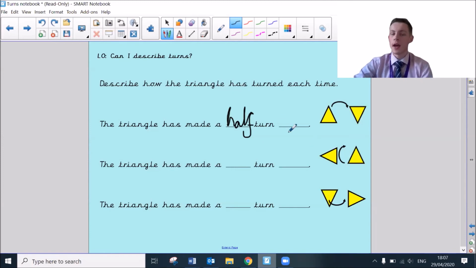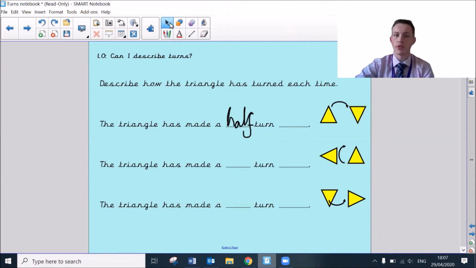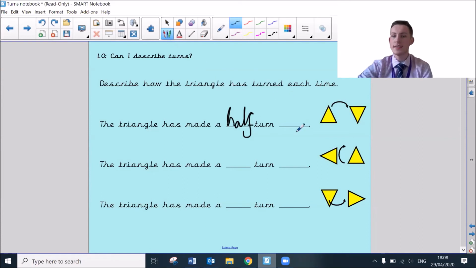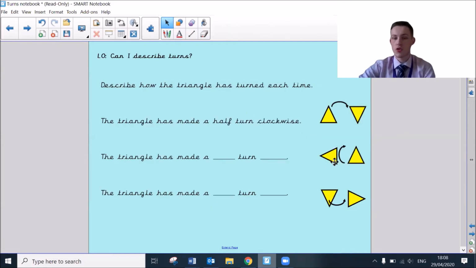Which way? Has it made a half turn clockwise, or has it made a half turn anti-clockwise? Well, this is what this arrow's for here. This arrow, is the arrow pointing round to the right, or is it pointing to the left? Well, it looks like it's going round to the right, which means, if we remember, right is clockwise. So we need to write in clockwise here. Okay, so let's have a look at this next triangle. It's facing to the left, to the left for you.